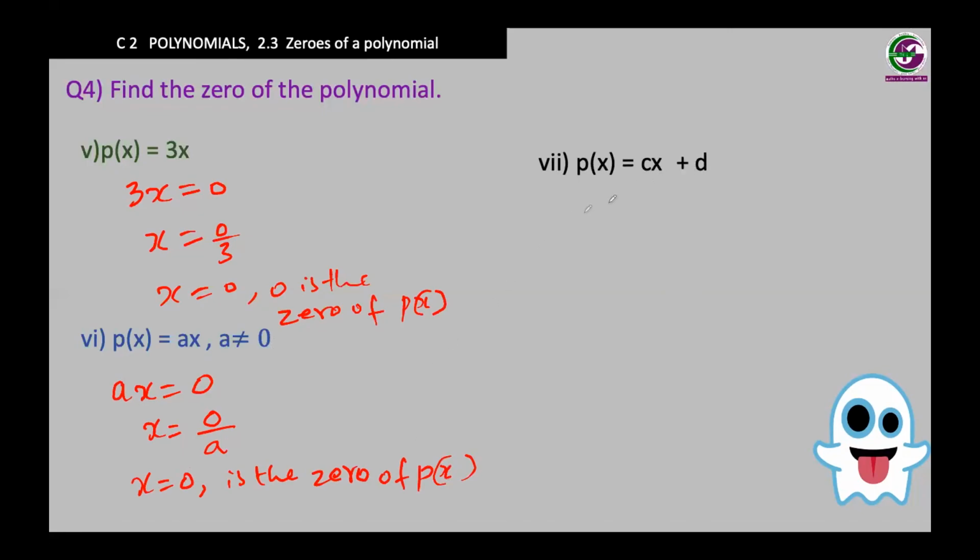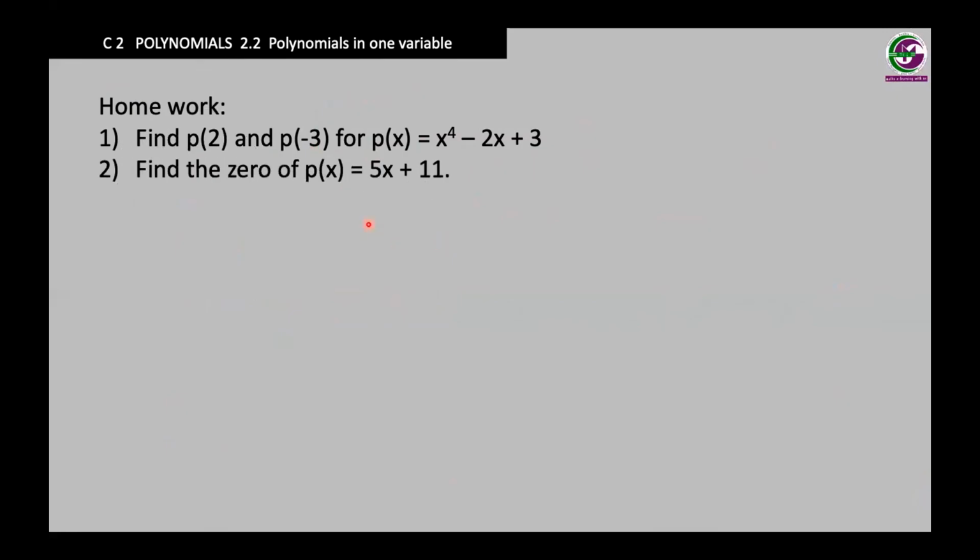Now we have cx plus d. So step 1, we write the expression is equal to 0. Then we solve for it. Plus d changes to minus d, and x is equal to minus d by c is the root of the polynomial or is the 0 of the polynomial. That's all for this lesson. Now the homework part, we have to find the value. Find the value p of 2 and p of minus 2 for this polynomial, and we have to find the 0. To find the 0, follow 2 steps.